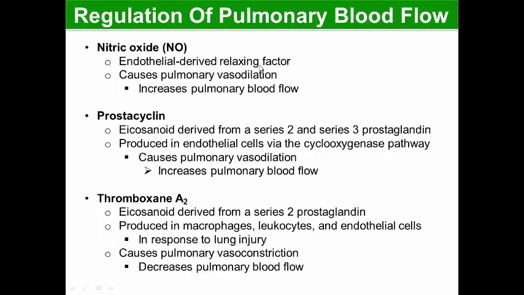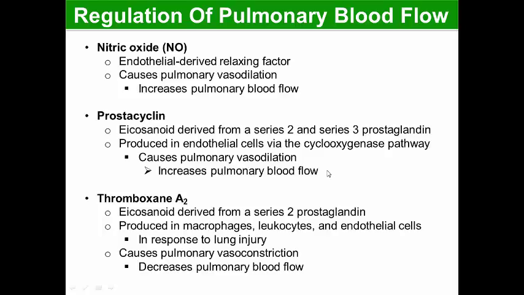Other factors which regulate pulmonary blood flow include nitric oxide, which is known as the endothelial-derived relaxing factor. This is derived from the endothelial cells, and it causes relaxation of the smooth muscle cells in the wall of the pulmonary arterioles. So it causes pulmonary vasodilatation and increases pulmonary blood flow. Prostacyclin, or prostaglandin I2, is also produced in the endothelial cells by the cyclooxygenase pathway, and it causes pulmonary vasodilatation, increasing pulmonary blood flow.